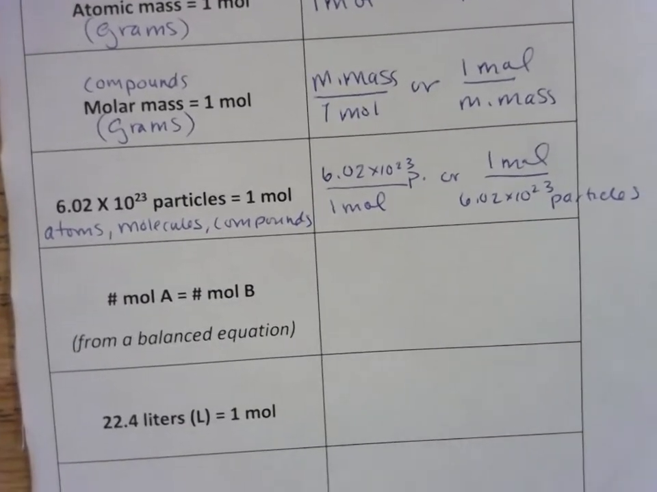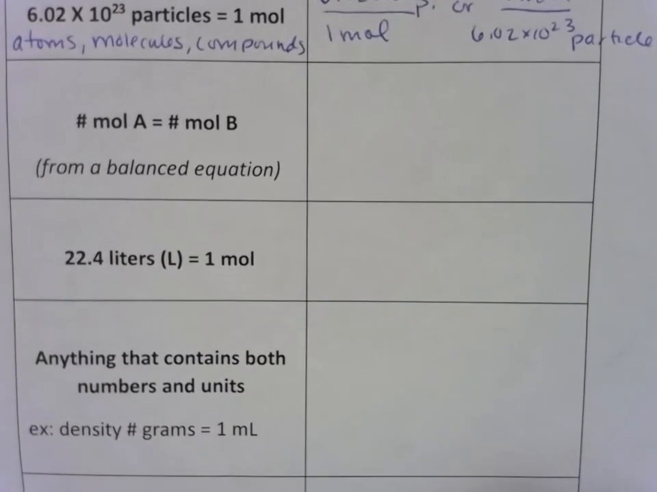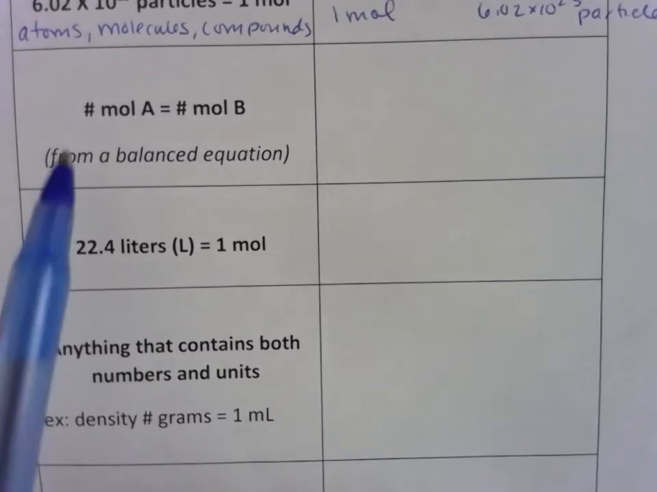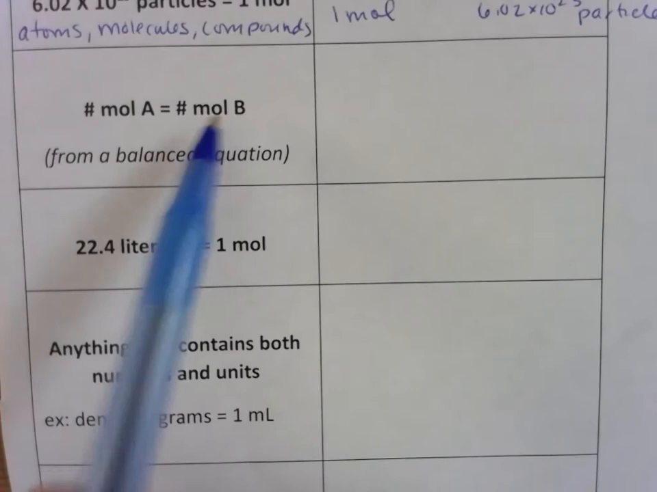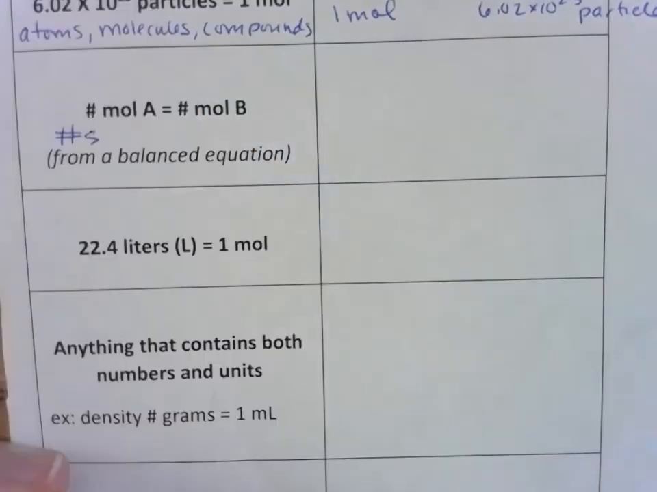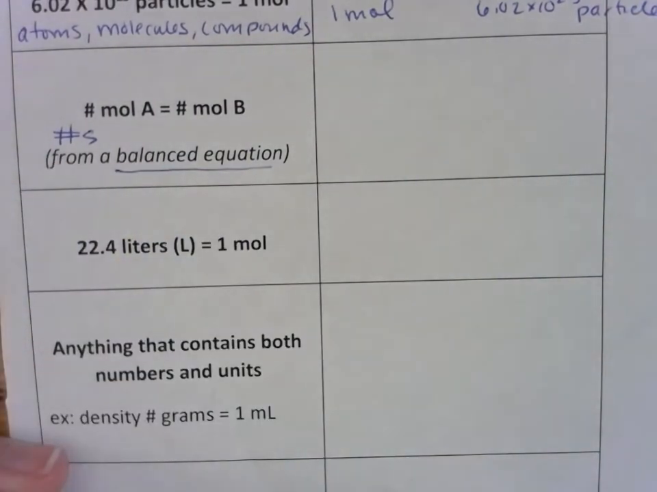All right. The next one that you were going to need that is not familiar. This one we have not looked at yet, and we're going to need it to convert between different chemicals. So it says number moles A is equal to number moles B, and you're getting the numbers from a balanced chemical equation. So remember, when we balanced equations, we're going to need the numbers, specifically coefficients.